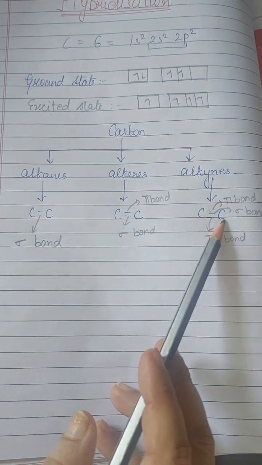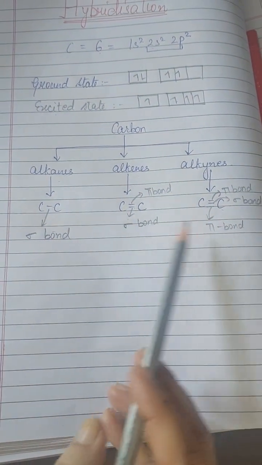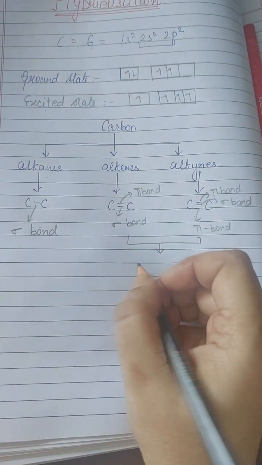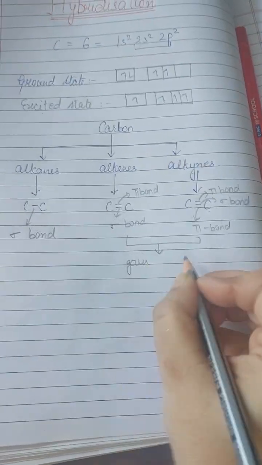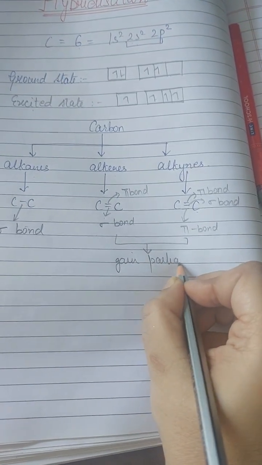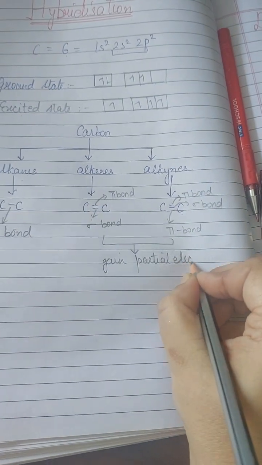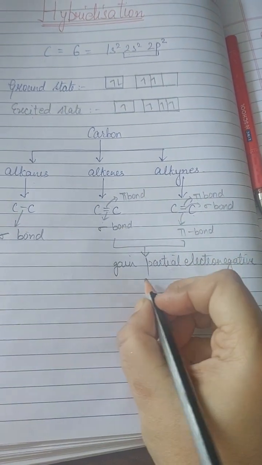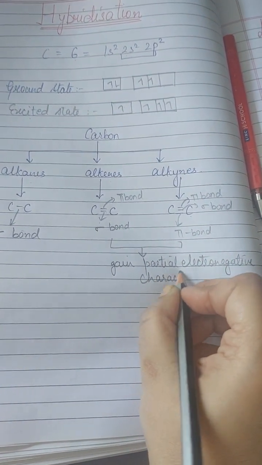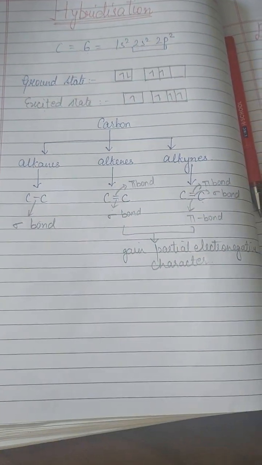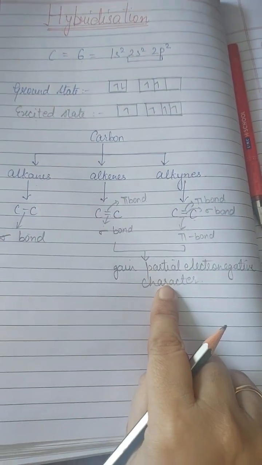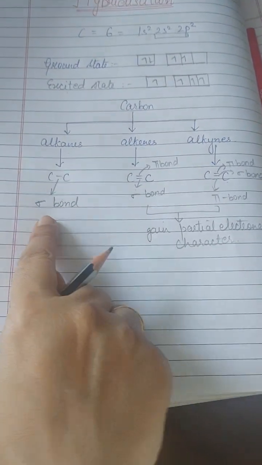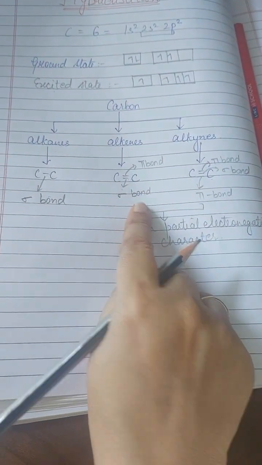And according to the presence of pi bonds, these carbon compounds will gain partial electronegative character. This character I will explain to you according to the hybridization. Now, what is sigma and pi bond?